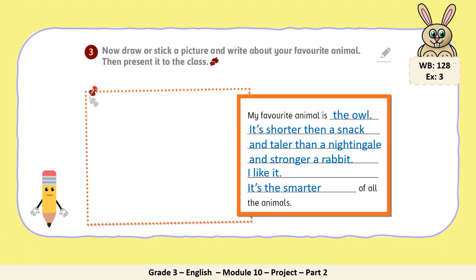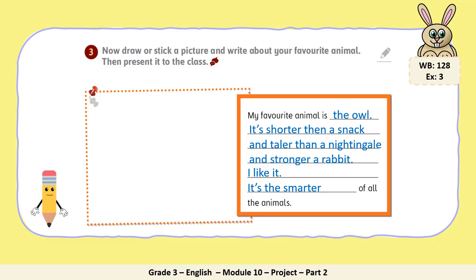In this small orange box, we will take our answers from exercise 2 and put them in the form of sentences. This is my first draft. Let's read it together. My favorite animal is the owl. It's shorter than a snake, and taller than a nightingale, and stronger a rabbit.